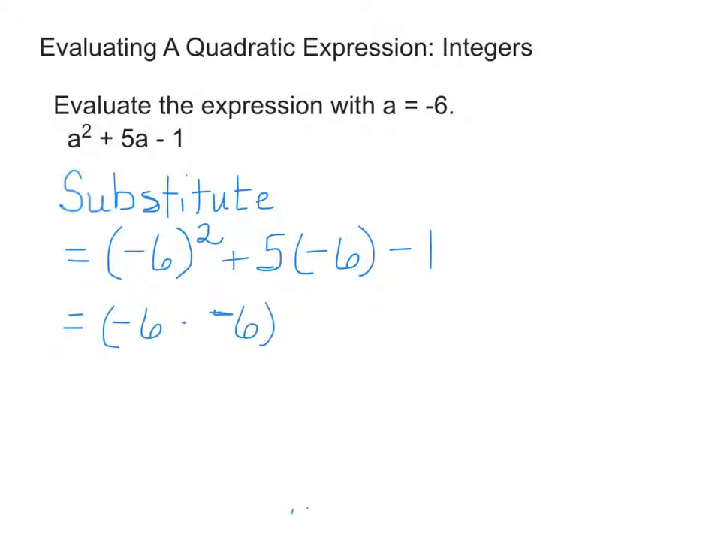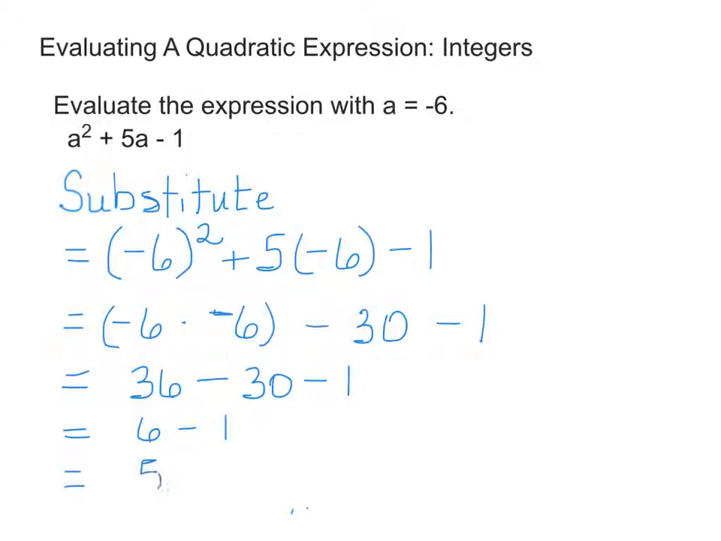The positive 5 times the negative 6 is minus 30 minus 1. Well, negative 6 times negative 6 is positive 36. So we have 36 minus 30 minus 1. We'll work from left to right to get our answer. So we'll do 36 minus 30, which is 6, and we have the minus 1. And now we do 6 minus 1, which gives us 5. So our answer for this problem is 5.